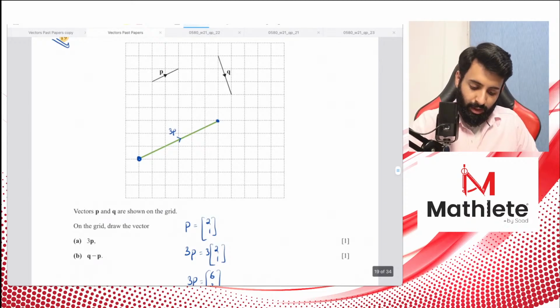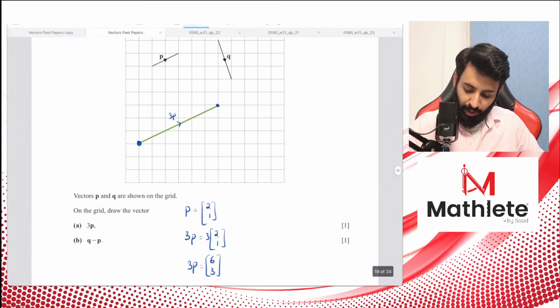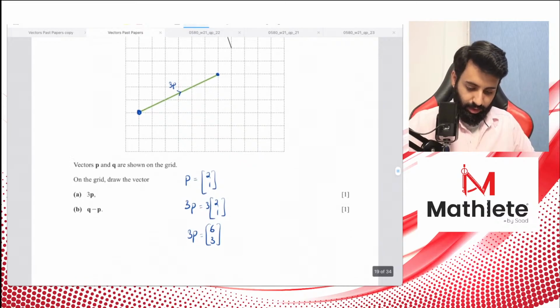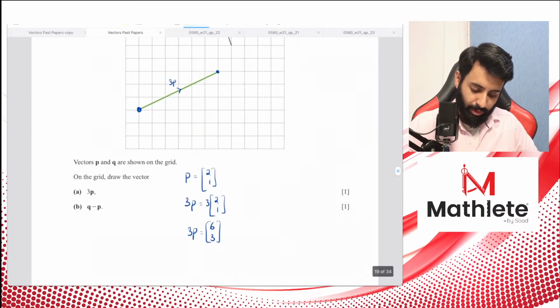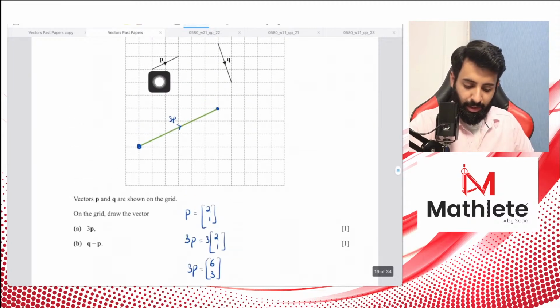Okay. Now the next is Q minus P. Okay. Now how do we do Q minus P? Now we can do it the same way as we did 3P over here. Okay. Or you can do it the way that we did 3P earlier, that is by just looking at vector P and making 3 times of it.